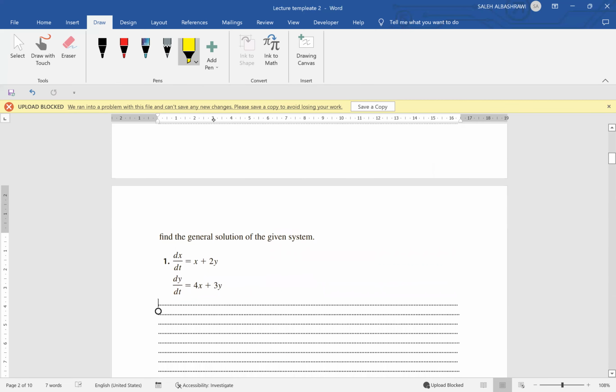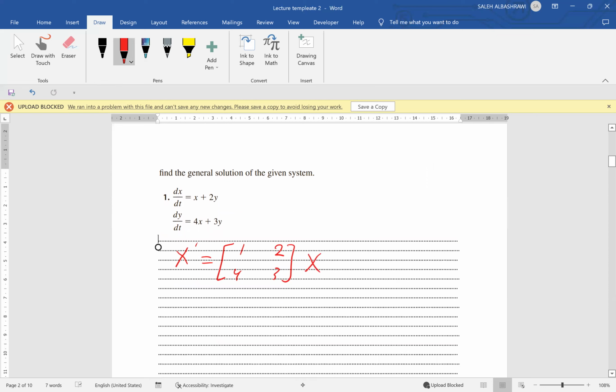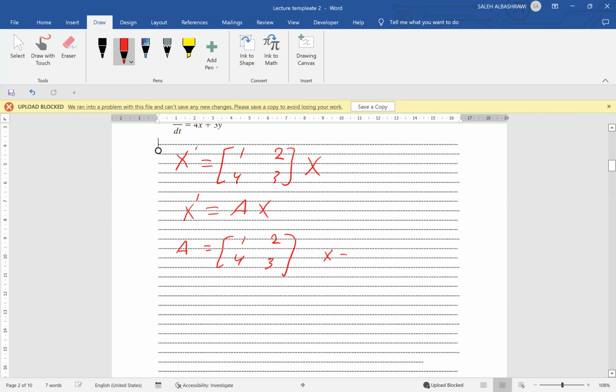If you write the system in matrix form, it will be x prime equal to the coefficient matrix multiplied by x, where A is given by 1, 2, 4, 3, and x is the vector of x and y, the variables of the system.